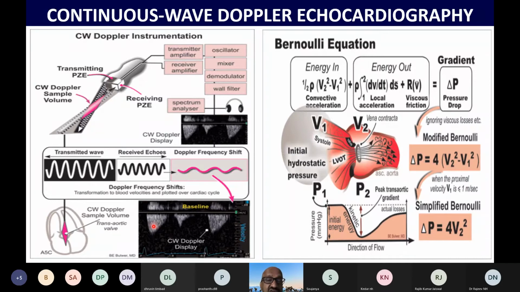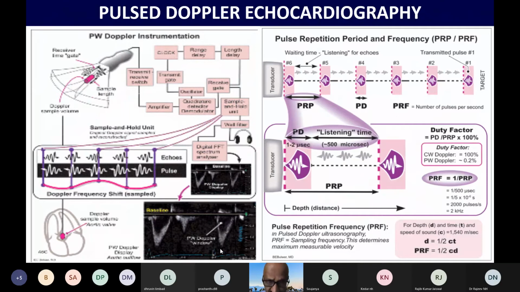So if you look at the spectral velocity profile in a pulse wave Doppler, the inside of the wave will be empty, whereas in continuous wave Doppler it will be full. So this is another difference which we can make out when we are looking at the velocity profile. For example, this is a pulse wave velocity profile. So the inside will be empty, whereas in continuous wave Doppler it will be full.